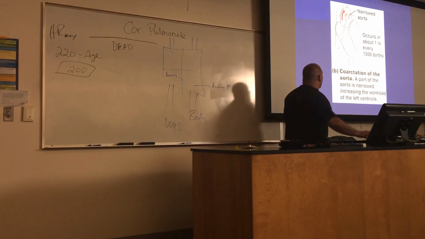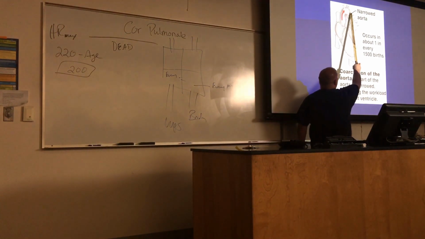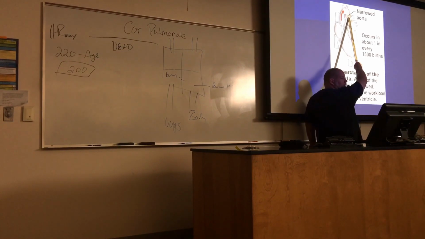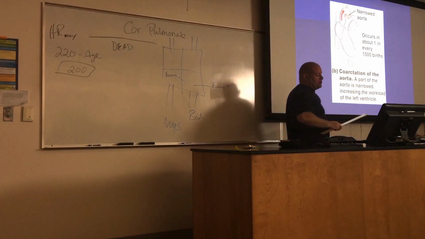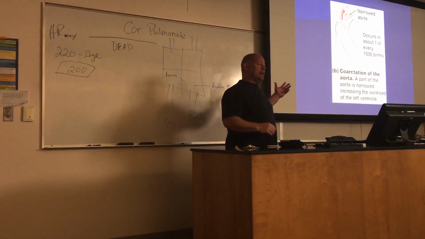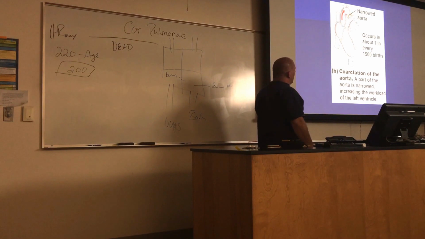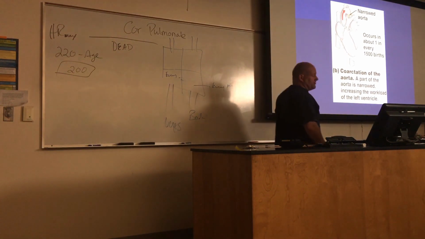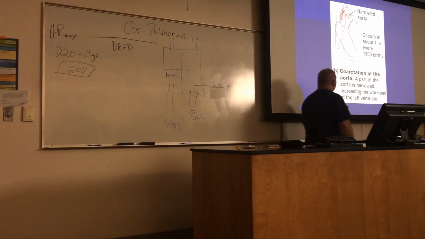So this is called coarctation of the aorta. And in this one, you have a narrowing in the aorta itself. And it can happen actually along this whole pathway. There are areas where it tends to be a little bit more like this, but it can happen along that whole component here. Doesn't occur as often as the VSD, so 1 in 1,500.